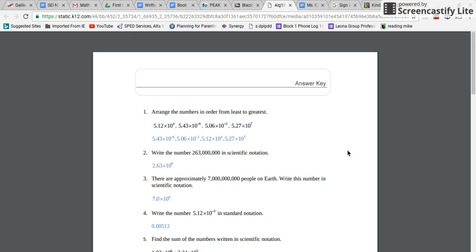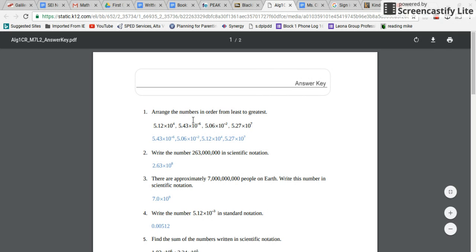So here we have number 1. Arrange the numbers in order from least to greatest. And this is the problem that they gave you. So what you're trying to do is figure out which one of these numbers is the smallest. And the more negative the power is, the smaller the number is. So this -6, it's the most negative power. So that means this is the tiniest number.